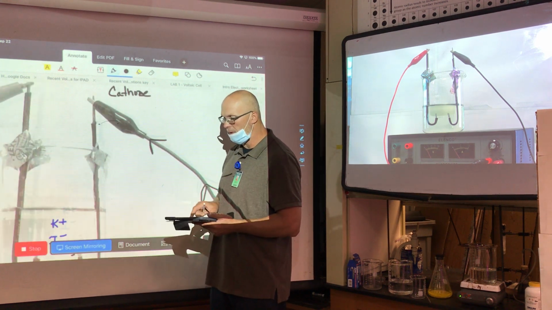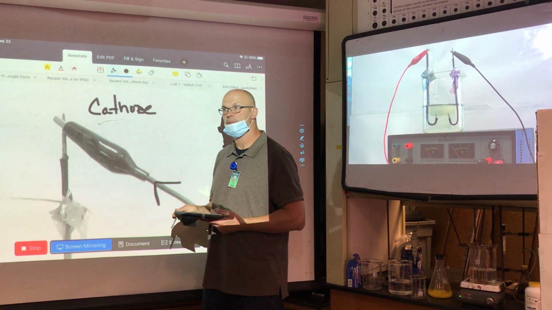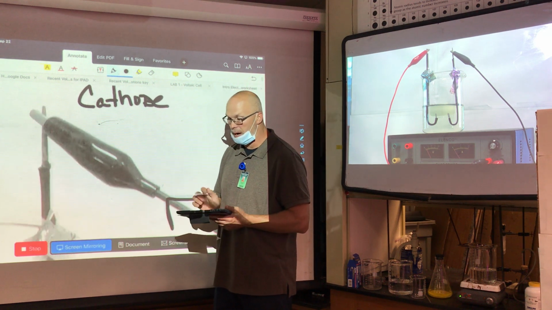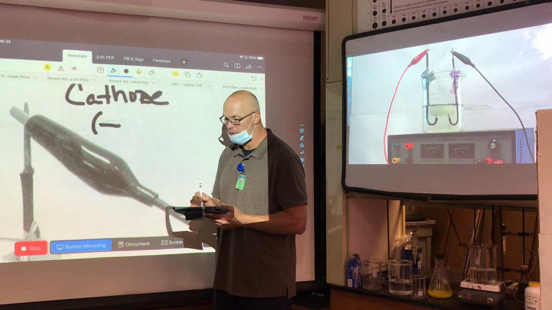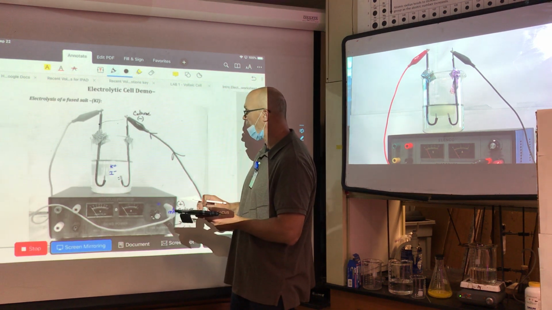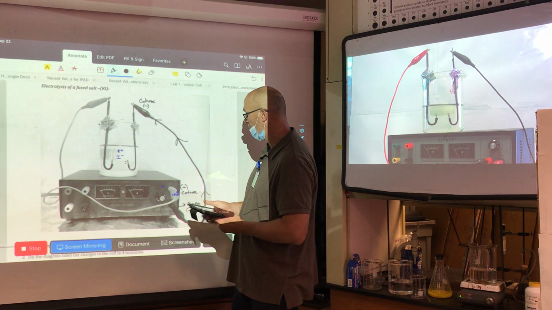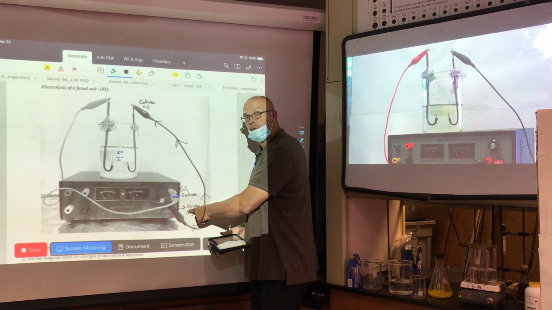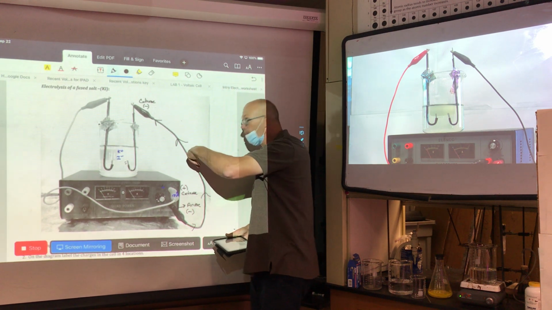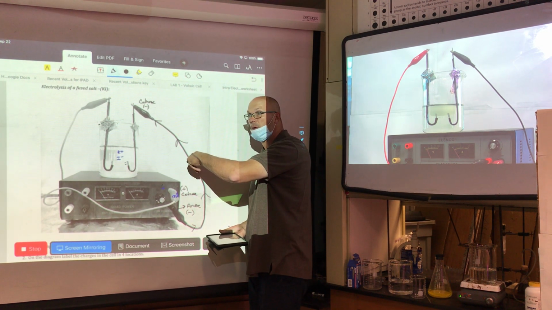So party people, the cathode is what charge? I'm pumping negatives to it. It's got to be negative. The cathode is negative. Who is making it negative? Who is responsible? The battery's anode. It is pumping electrons. It's making it negative. If I were to clip this, it wouldn't be negative anymore.